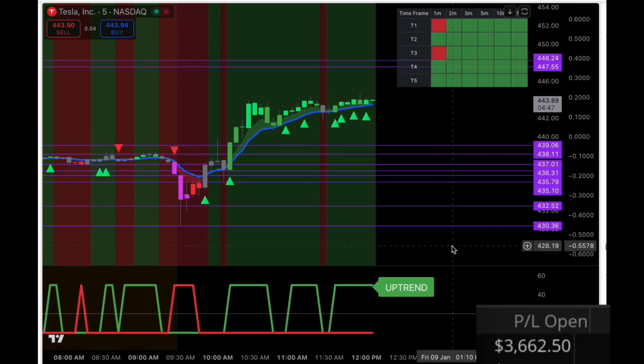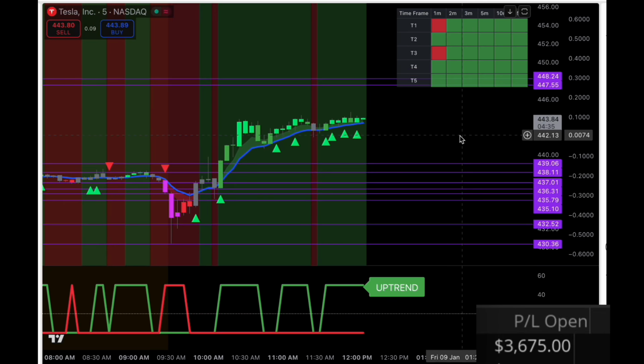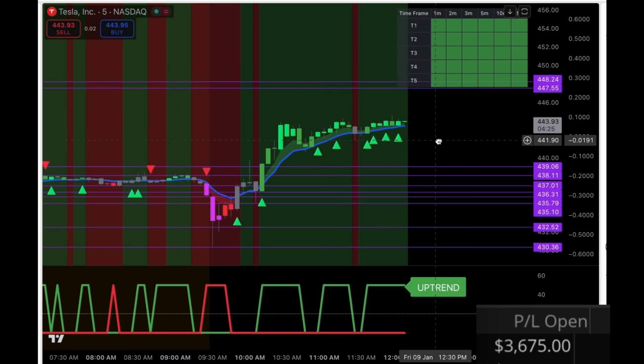Hey folks, Maverick Indicators here. So just want to show you this trade that we've been in all morning long on Tesla options. And I know from time to time you guys ask, hey, can we use the Maverick indicators on crypto? Can we use it on futures? Can we use it on stocks? Can we use it to trade options? The answer is yes. And here is a perfect example of this.